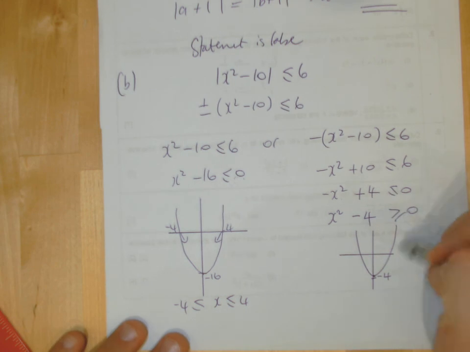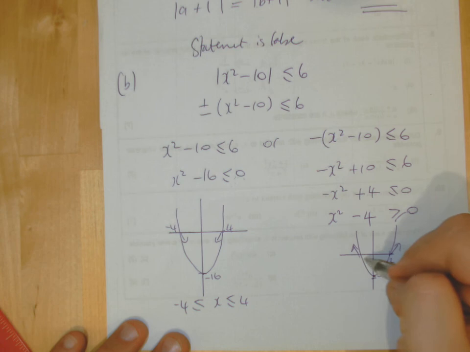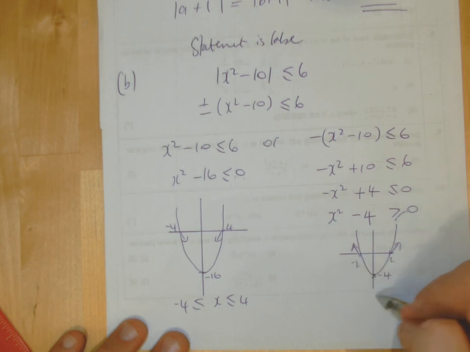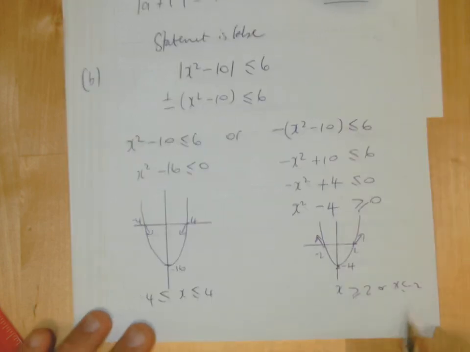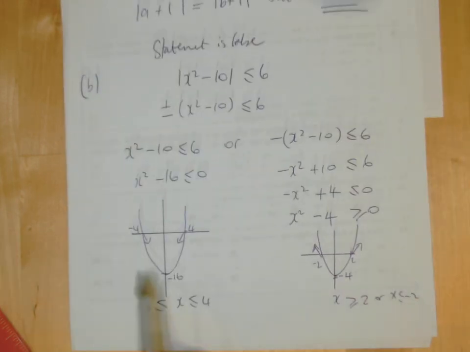Here, for the other one, we want greater than 0, so we need to be this side. Let's think about what these values are. When this is equal to 0, x squared will equal 4, which means you've got 2 there or -2 there. So x is going to be greater than or equal to 2, or x is going to be less than or equal to -2. Now you've got two sets of results here. One says x has got to be between -4 and 4, but the other says x is greater than 2, or x is less than -2.